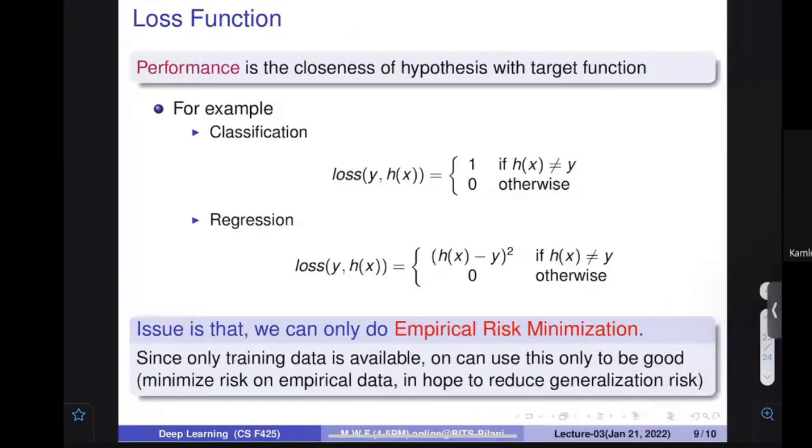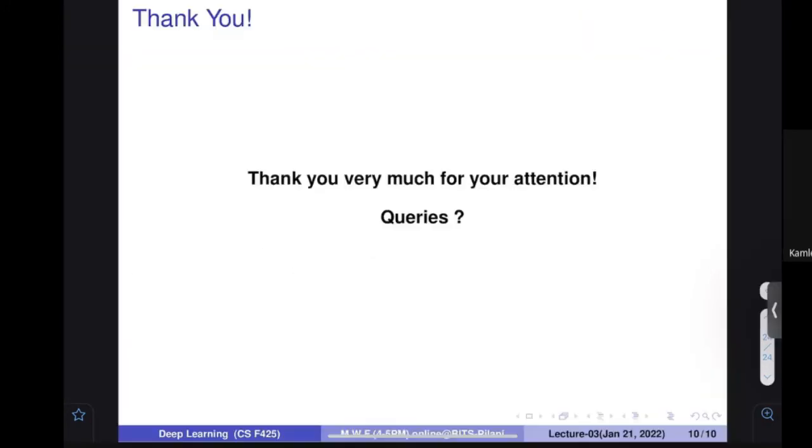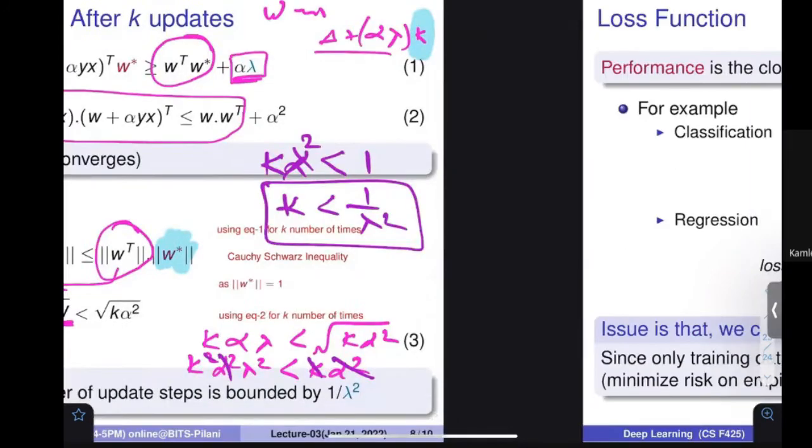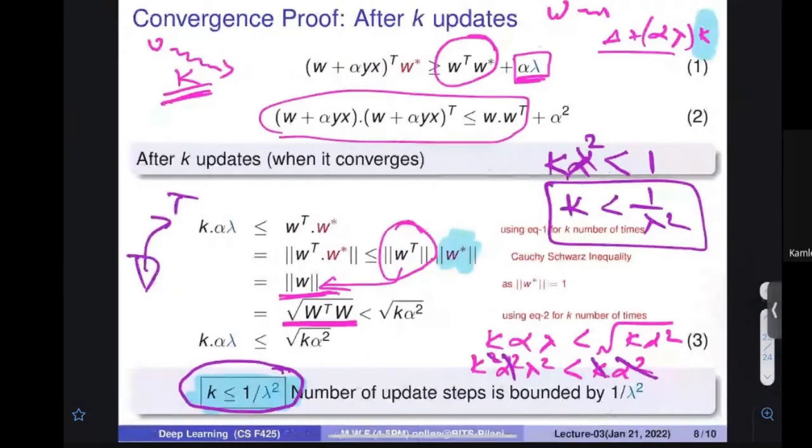So I think that's all for today. Next semester, we can take up the next topic. There's one more slide, but that's not important. So this is the convergence proof of this particular update algorithm.